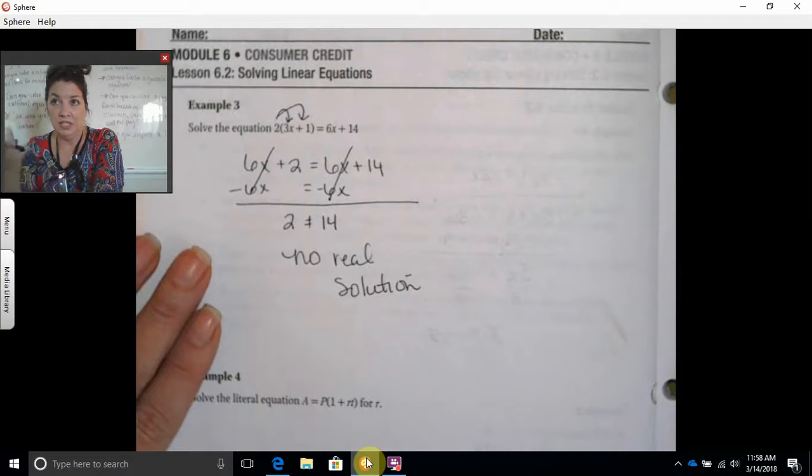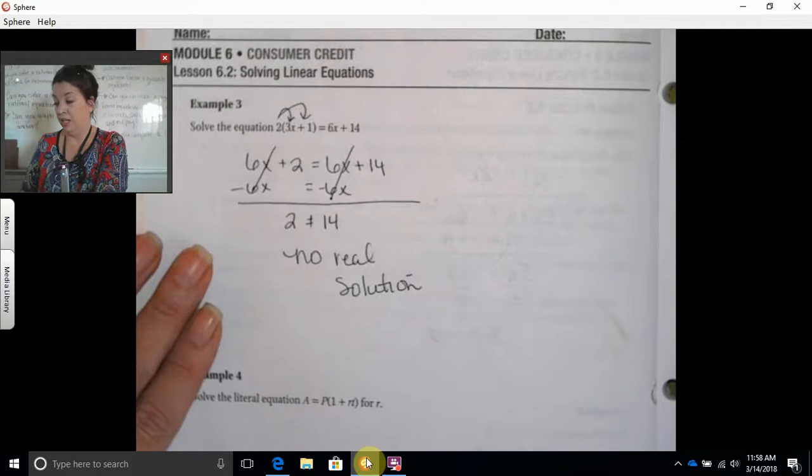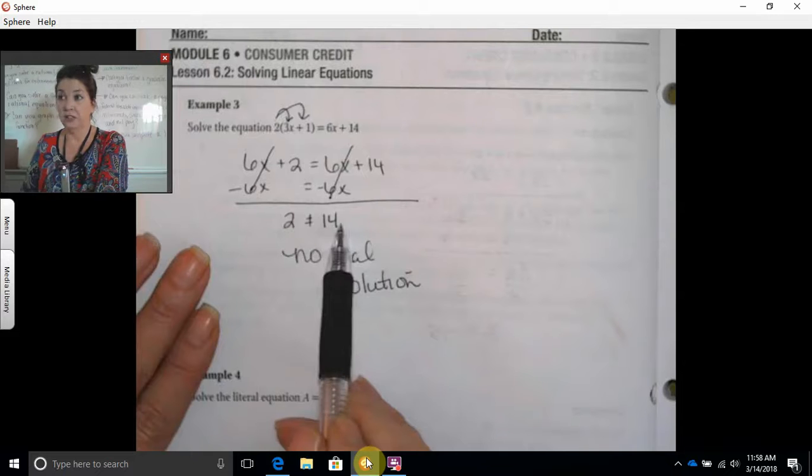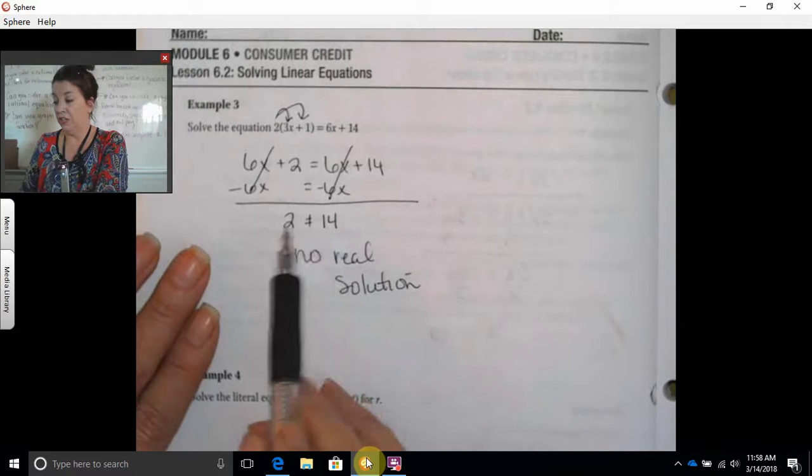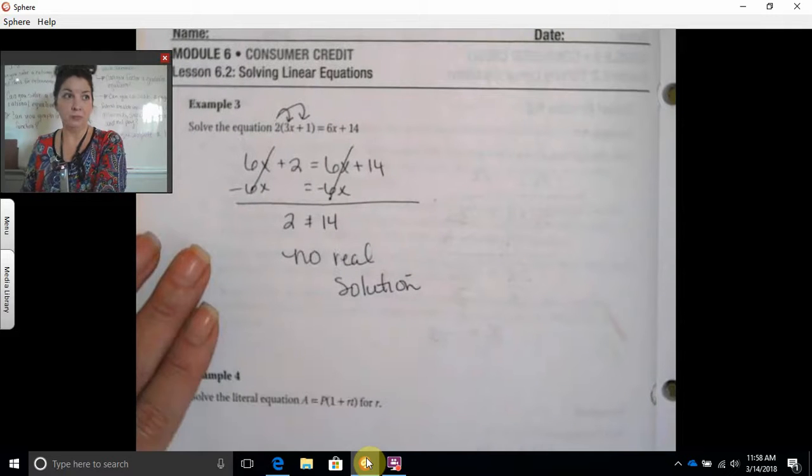It's infinitely many solutions. That means you could substitute any number in for x and the left side would equal the right side. Okay? So that's what you write when the left and the right equal each other and there's no variable. No variable and they don't equal each other, no real solution.